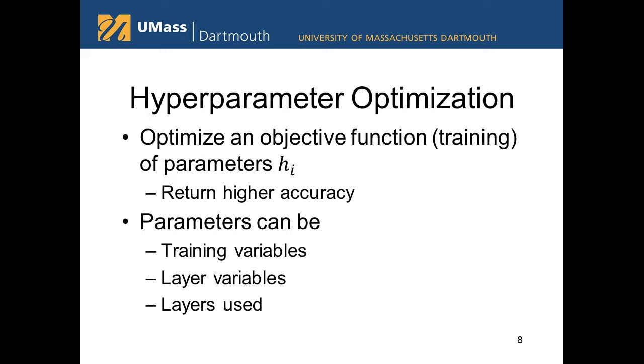Next is the hyperparameter optimization. This is what GA is doing to optimize the CNN. And to optimize the objective function, in this case training a CNN of some hyperparameters, HI, what's returned is higher accuracy. So these hyperparameters could be training variables like learning rate, layer variables like the pooling size or the convolutional filter size or number of filters, and the actual layers you used, like a convolutional layer, a pooling layer.